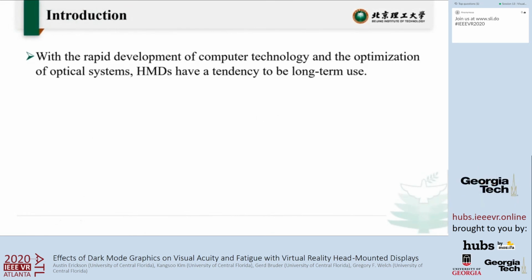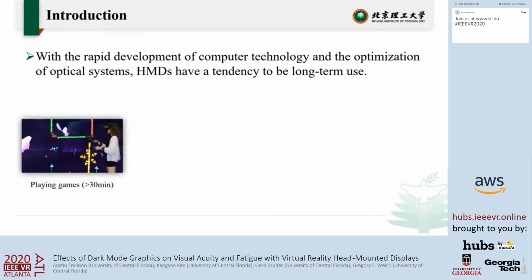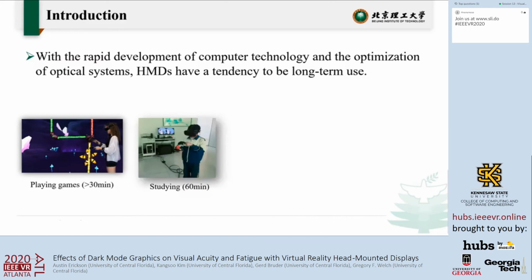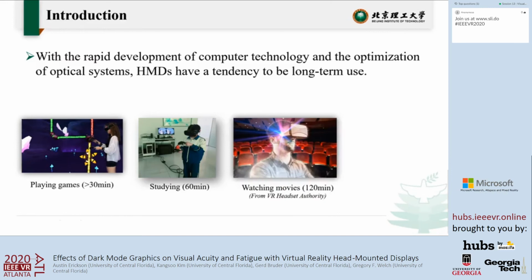As we know, with the rapid development of computer technology, HMDs are becoming more and more popular. People use them for entertainment, education, training, and other fields. And with the performance optimization of HMDs, the use time is becoming longer and longer. If people use HMDs for playing games, it will take more than 30 minutes. If they use them for studying, it will take 60 minutes. And if they use them for watching a movie, it will take more than 3 hours. So it is a tendency that HMDs will be used longer and longer.